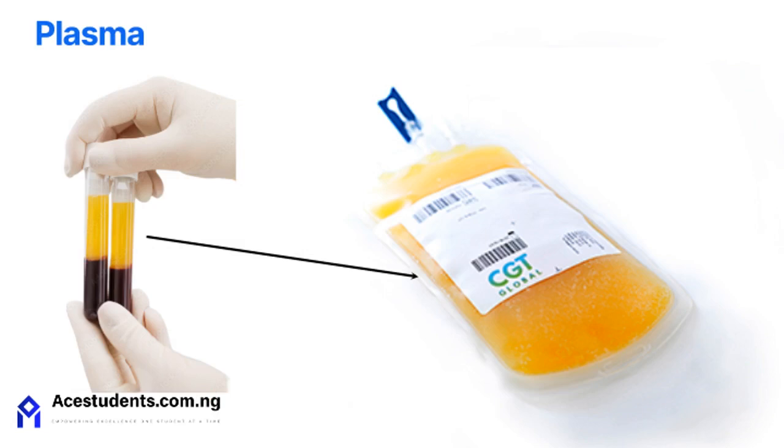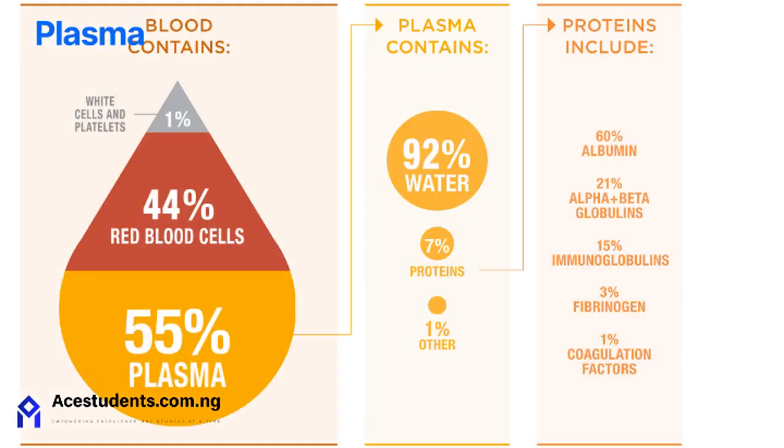Plasma is the liquid portion of blood. It makes up about 55% of blood volume and has a straw-like color. Plasma is mostly water, about 90 to 92%. It also contains proteins such as albumins, globulins, and fibrinogen.